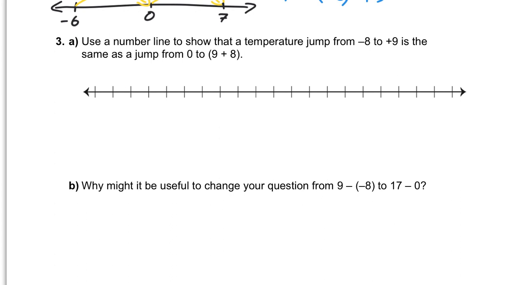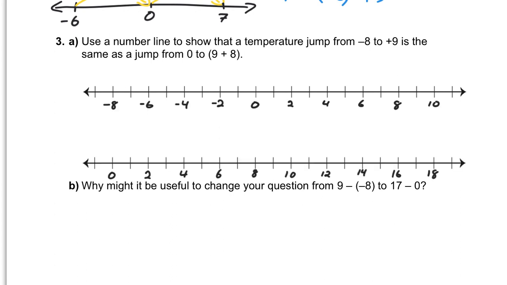Next it says use a number line to show that a temperature jump from -8 to 9 degrees is the same as a jump from 0 to 9 plus 8. I think the best way I can demonstrate this is with 2 number lines. They're the same distance, but with different starting points. Again, when I'm trying to demonstrate from -8 to +9, I know that my -8 is going to be over here. My +9 is going to be somewhere here on the right because it's much bigger. What we're doing here is we are taking a leap from -8 to 0. So let's go, big leap. This is +8. And then we take another big leap over here to +9, right?